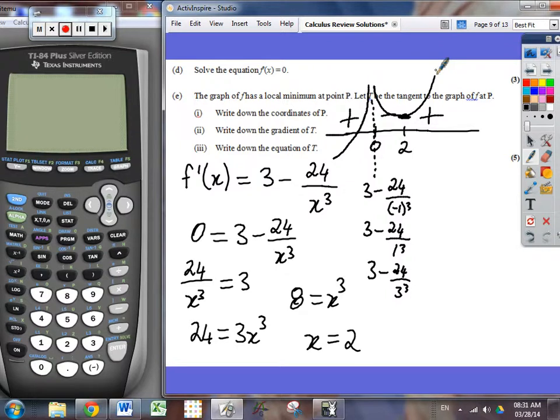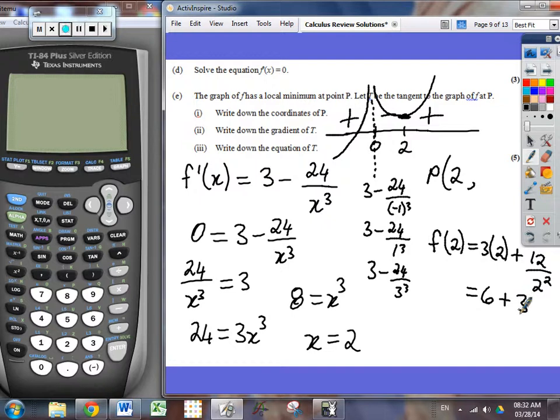So in part E, part I, it says write down the coordinates of P. Well, obviously the x-coordinate is 2, because it's a minimum, the only stationary point, and to find the corresponding y value, we need to substitute the 2 back into our original function. So f of 2 is equal to 3 times 2 plus 12 over 2 squared. And that gives me 6 plus 12 over 4 equals 6 plus 3 equals 9. So my point P is at 2, 9.